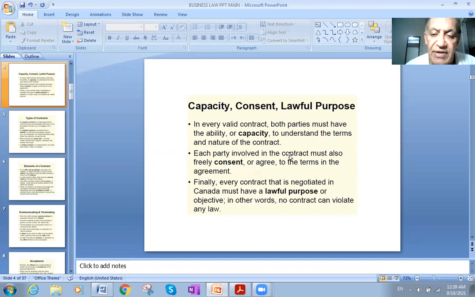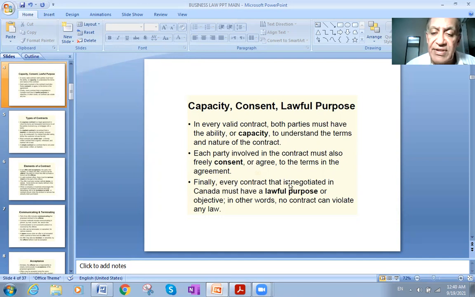Each party involved in the contract must also freely consent or agree. Otherwise, why am I coming? I'm coming to say, no, I will not buy this pen. You are offering me this pen, then acceptance means willing. The acceptance is included in the consent. You agree on buying this pen, so this is consent from you.